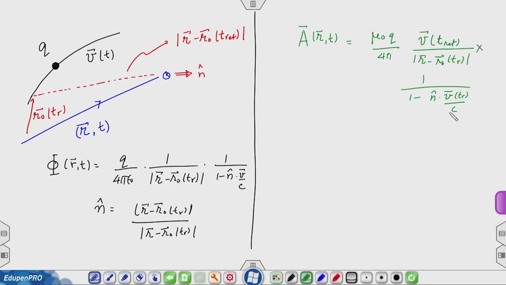To keep our notation simple, so that we do not have to write so many terms again and again, we are going to define the distance R as the distance from r to r naught. Everything is being calculated at t retarded, and I keep saying it because this is a very important point. When we calculate the electric field or the magnetic field, we calculate the derivatives with respect to t retarded. The vector R itself is r minus r naught at t retarded.